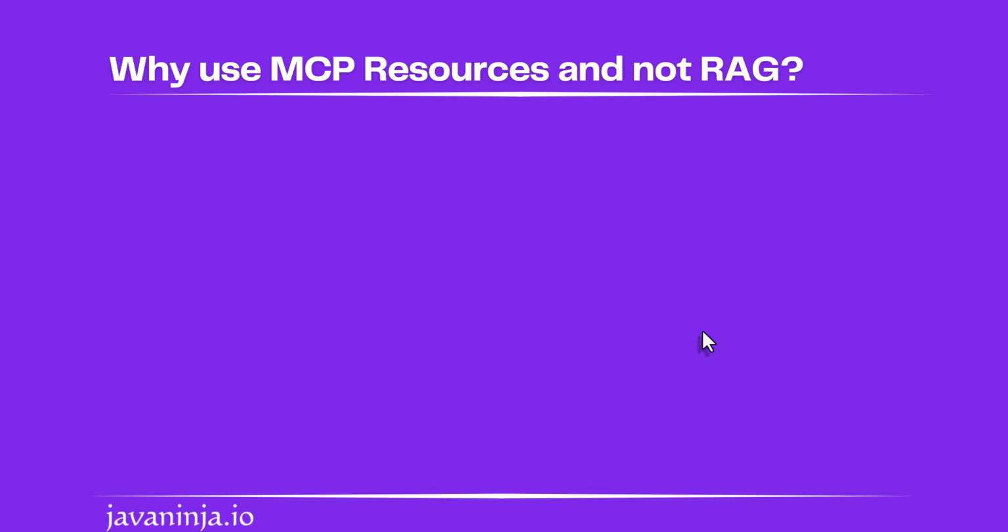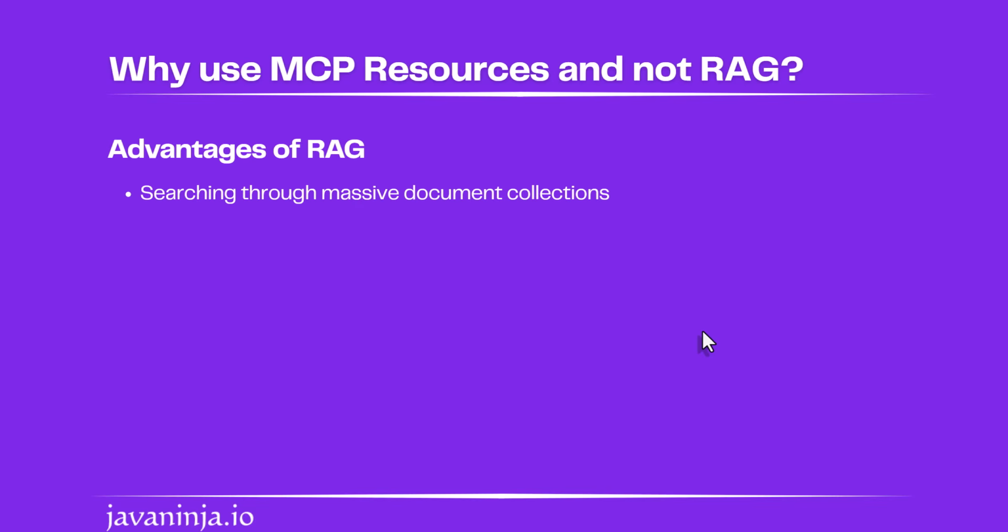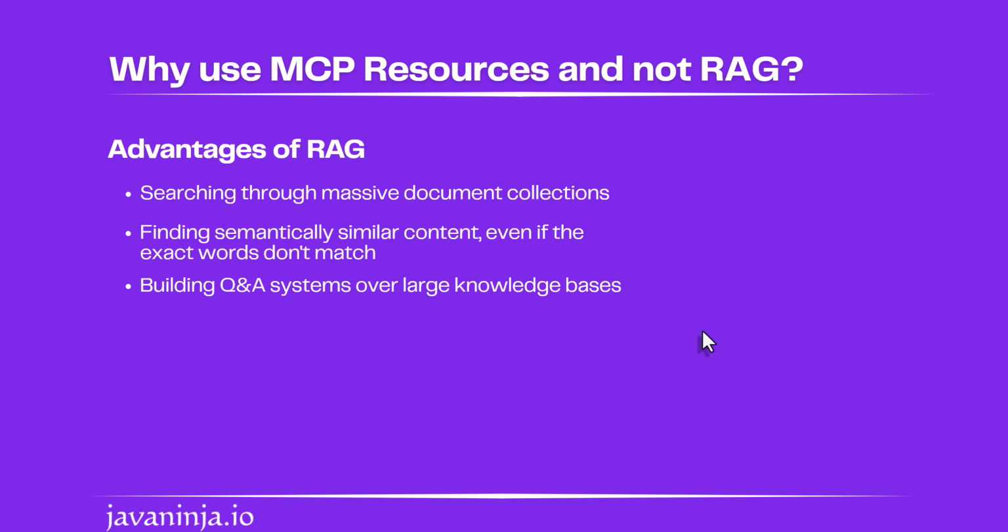Let's see the advantages of RAG. RAG is incredibly powerful when we want AI to work with a large collection of documents. It can search and retrieve semantically similar content, even if the wording is different. This makes it a great choice for building Q&A systems or for retrieving knowledge from big text repositories with accuracy and speed. Now, even though RAG is powerful, it does come with its challenges.